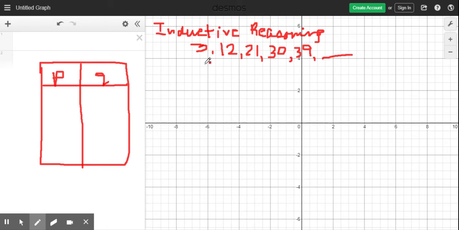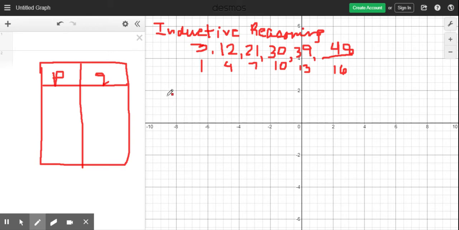I notice that here I have one set of 3. This is 4 sets of 3, 7 sets of 3, 10 sets of 3, 13 sets of 3. And so in the second row, the numbers are increasing by 3 each time. So I would expect this to be 16 sets of 3, or the number 48.